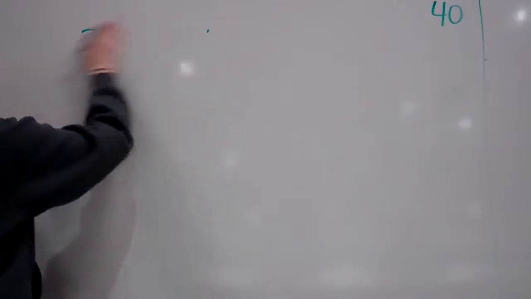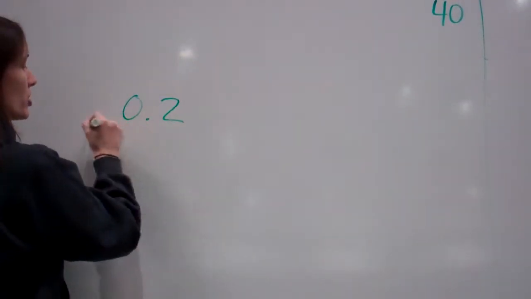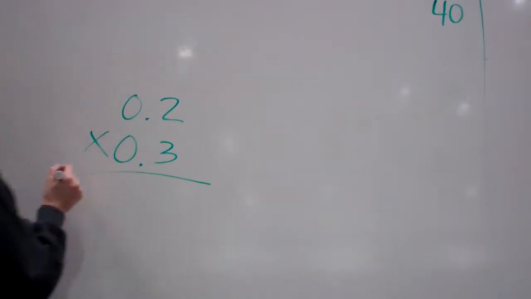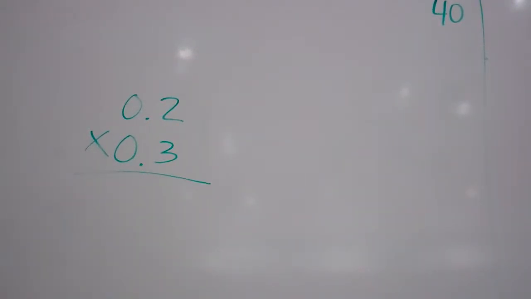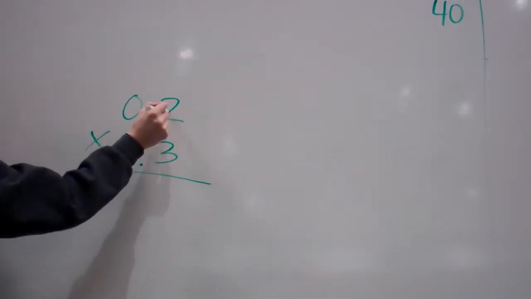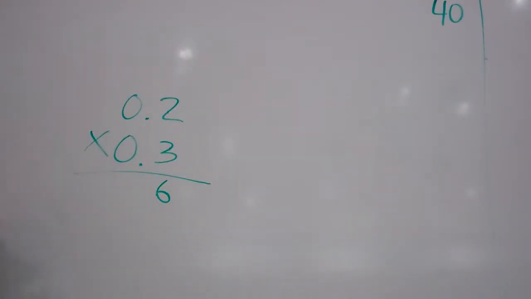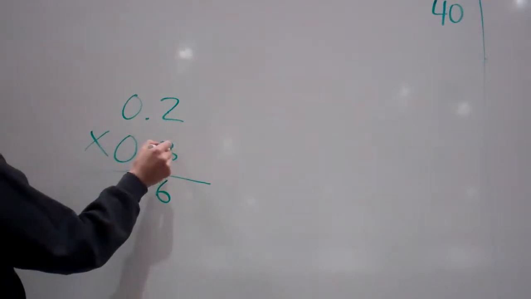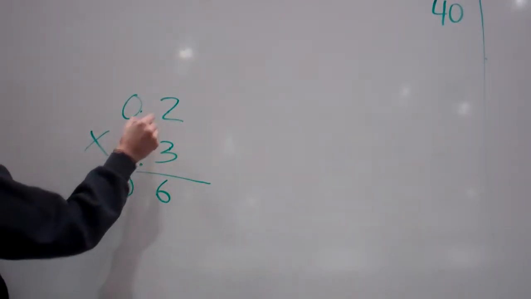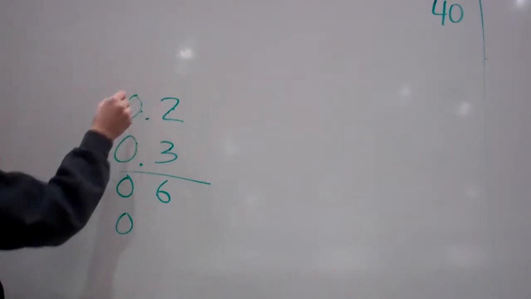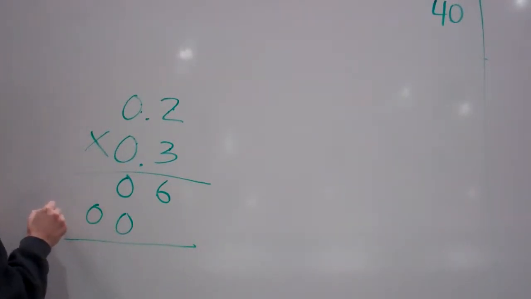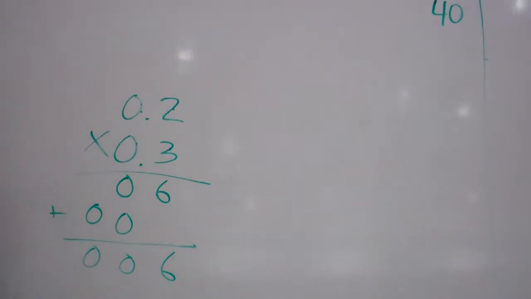Okay, so important thing to notice in your brain. 0.2 times 0.3. This doesn't look like it would be a hard problem, okay? But it kind of is because it kind of messes with your brain. All right, so I would do 3 times 2 is 6. And if you want to go through multiplying all the zeros, you can. 3 times 0 is 0. 0 times 2 is 0. And 0 times 0 is 0. And so if I added that, I would end up getting that.